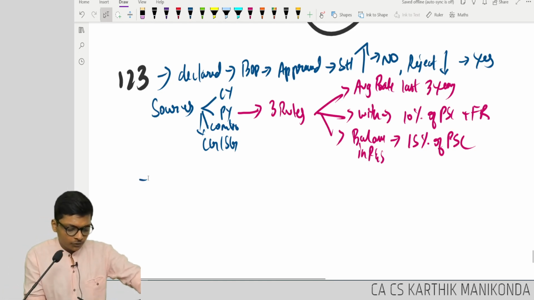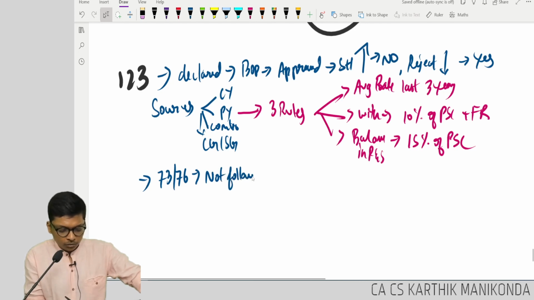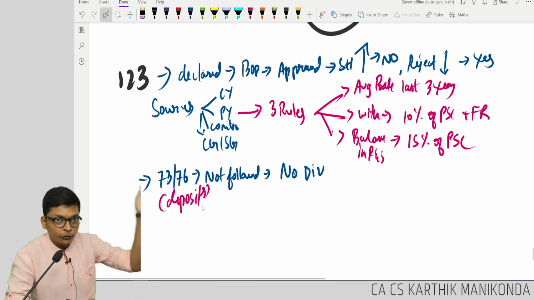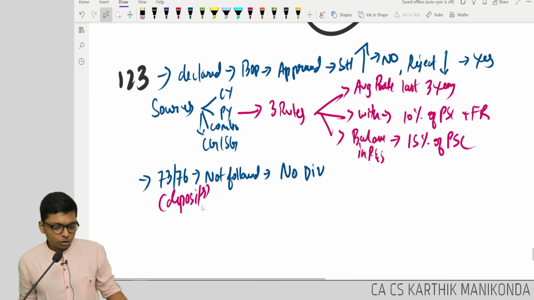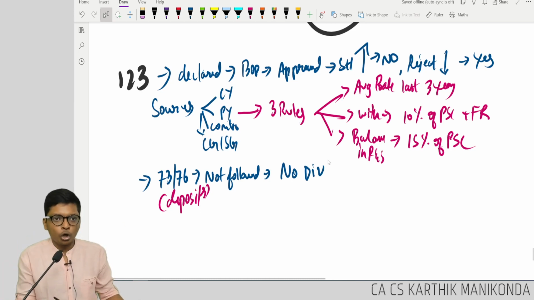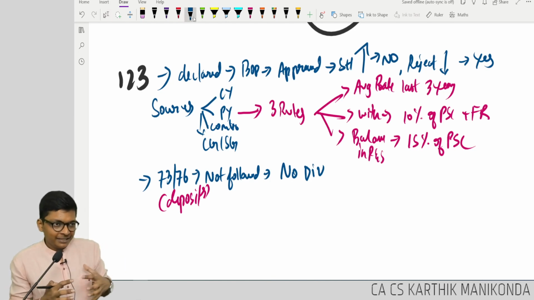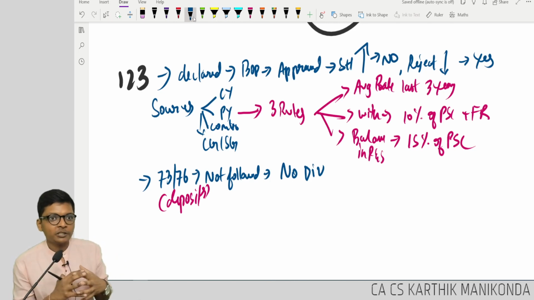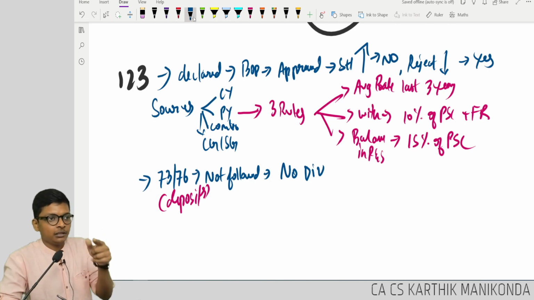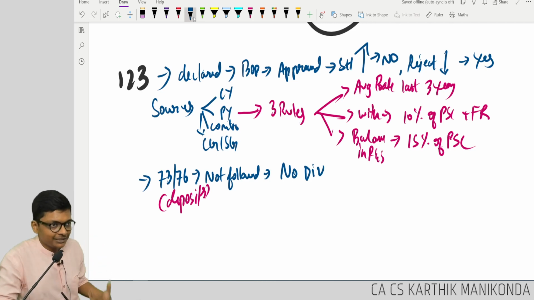Then next point, 73, 76, not followed. No dividend. What is 73, 74, 76? Deposits. When you learn fully, it will make sense. If deposit is not repaid, no dividend. Same line. It should be as crammed as possible. It should be cramped, guys. It should be as short as possible. Use abbreviations that you understand. But don't use these in the exam. I'll tell you when it's going to be useful. Next.